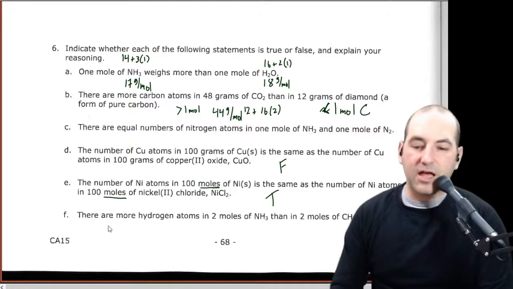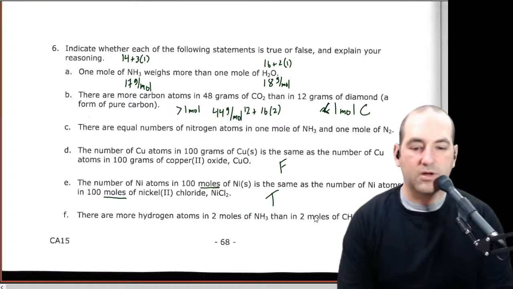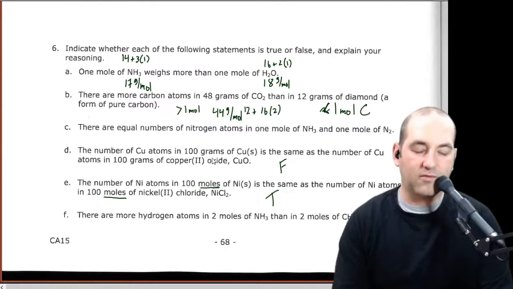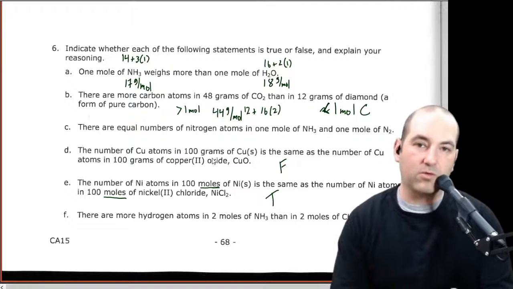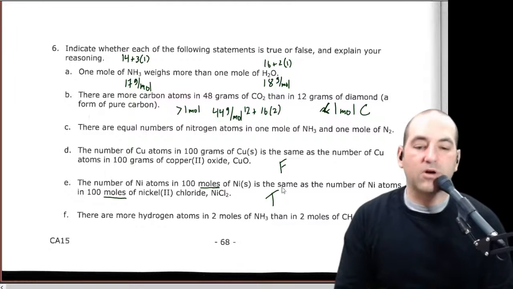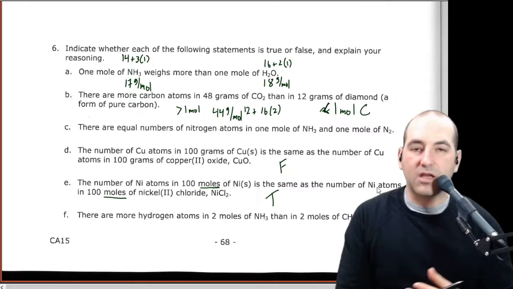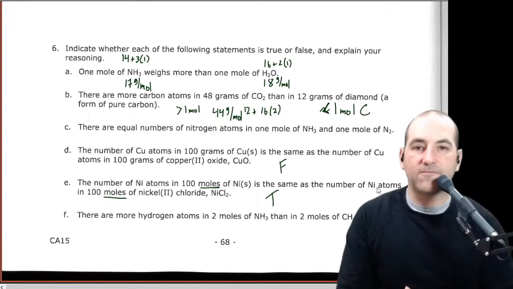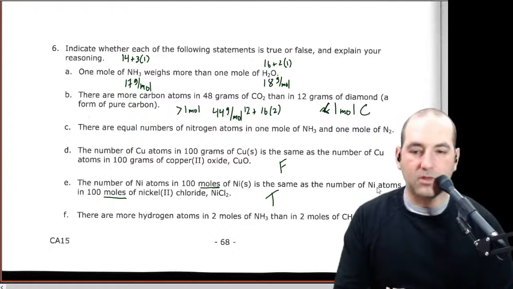So for the last one then, F, I'll let you try that one. There are more hydrogen atoms in 2 moles of NH3 than in 2 moles of CH4. So remember, I'm not going to grade these for you having to get them all right. I want you to try them, and I'm more interested in your justification. Like, can you actually think through this and figure out why you're picking one answer versus the other, not just guessing and trying to see if it's right. All right, so see if you can really justify it.